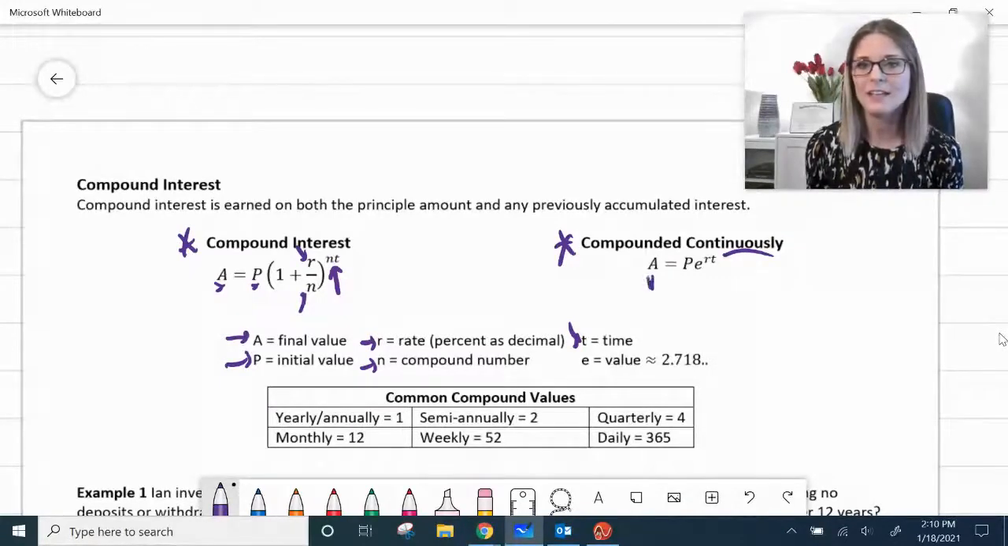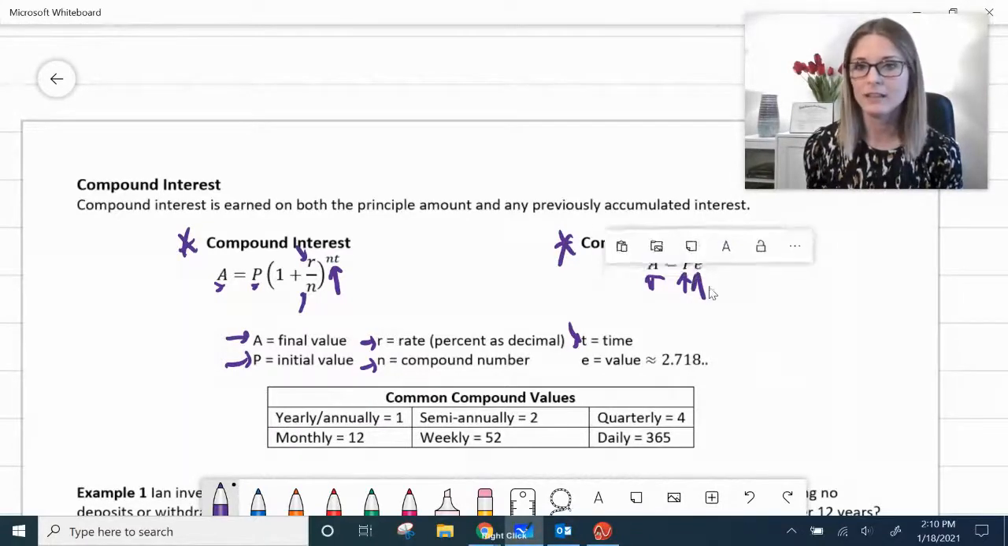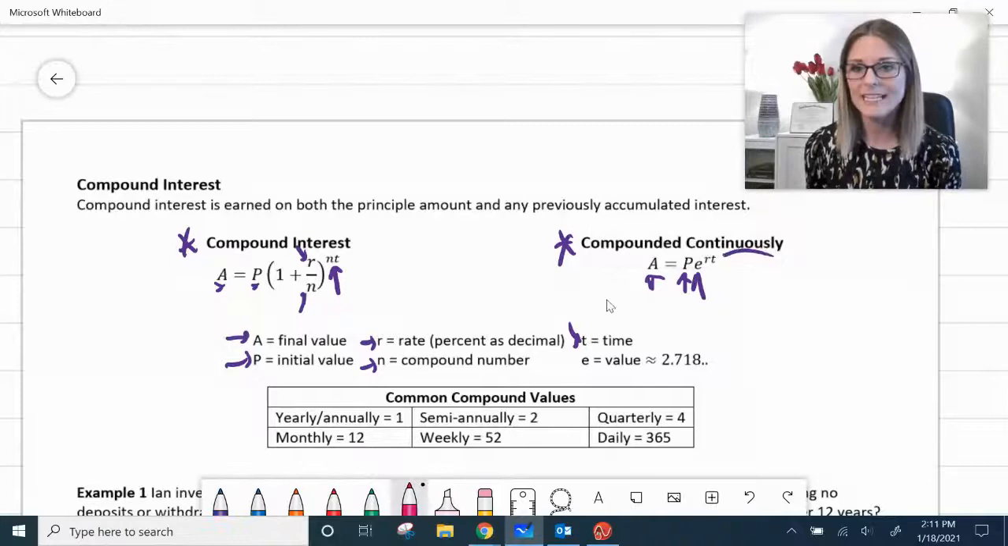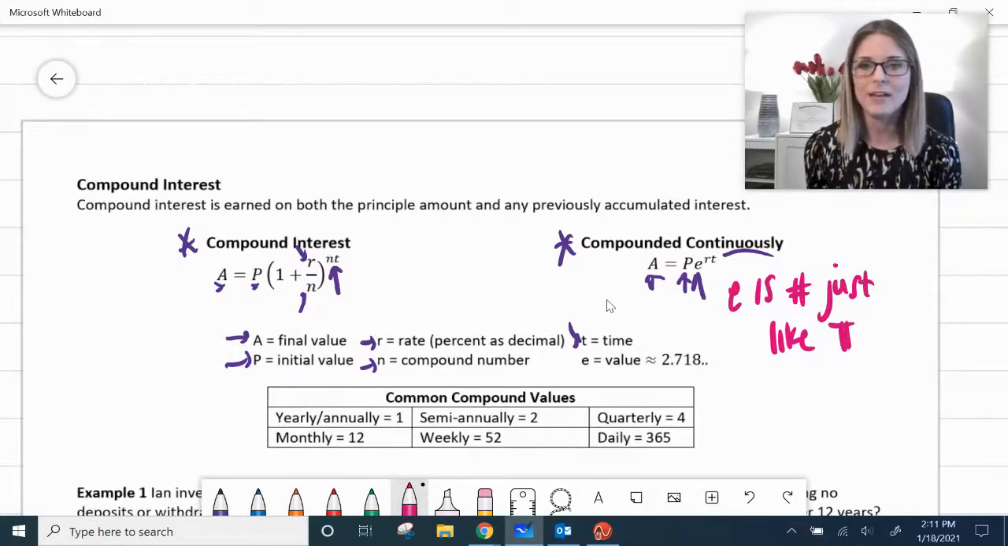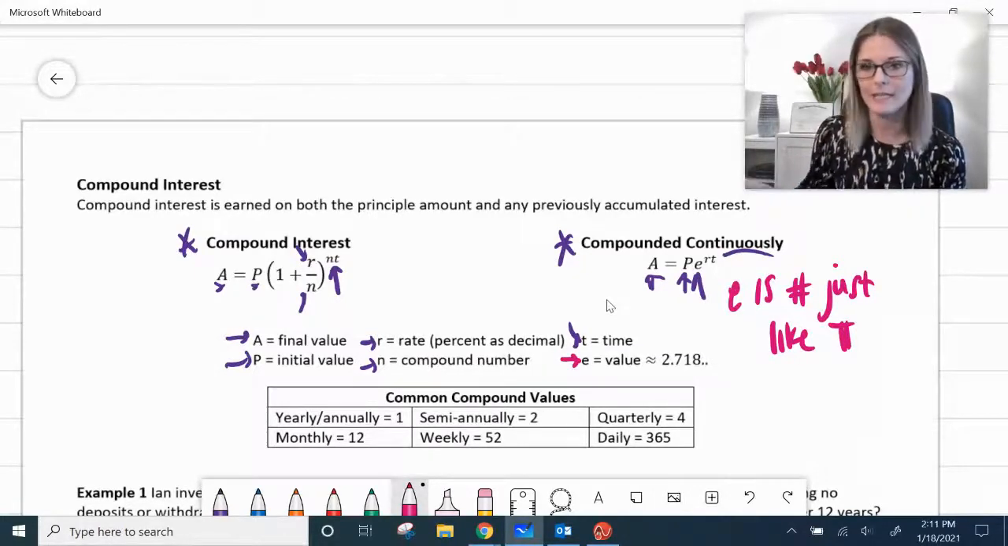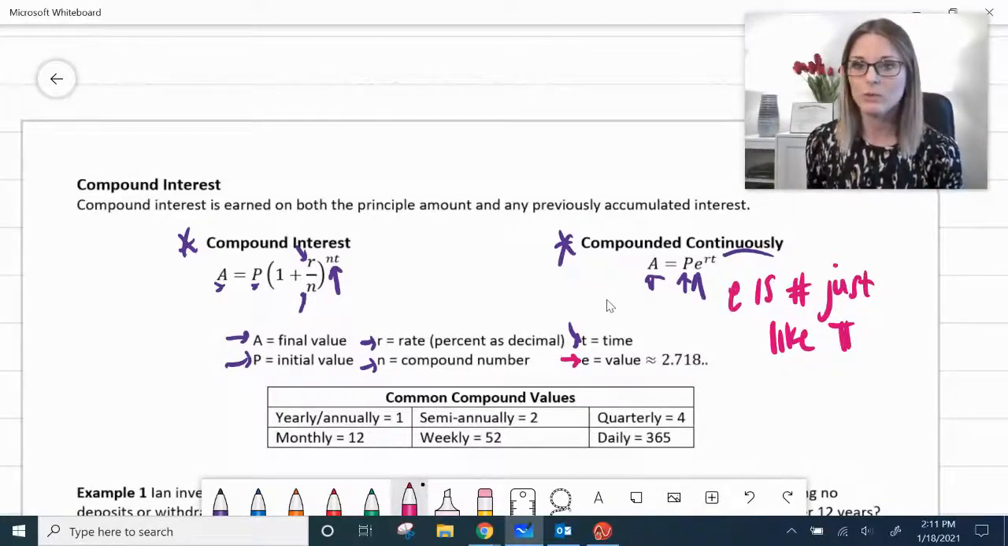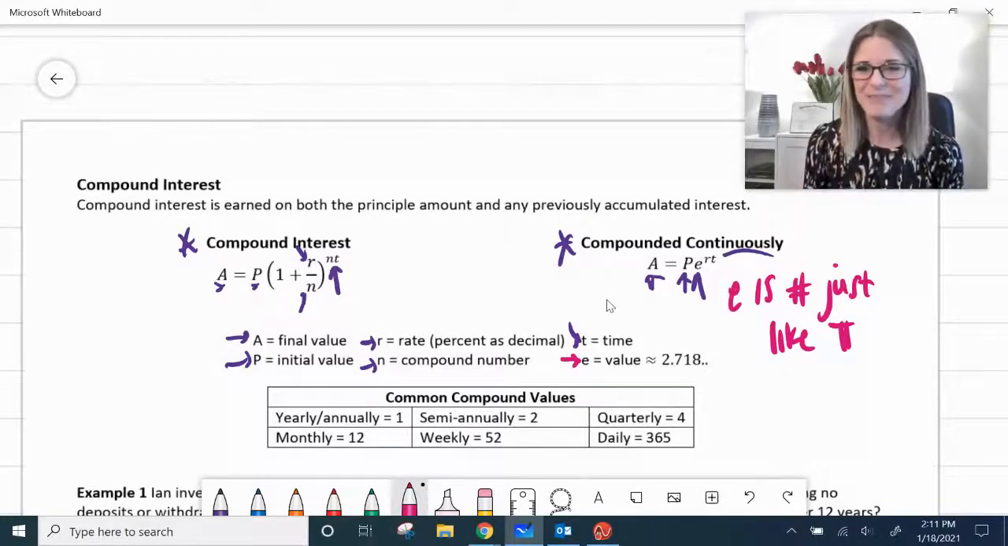It's set up with still A is the amount when we finish. How much money did I earn? Is equal to P, the principal, the initial amount. E. Let's talk about E really quick. E is a number just like pi. So it represents, you can see here, about 2.718, and so on. It is a number in mathematics, like I said, like pi.